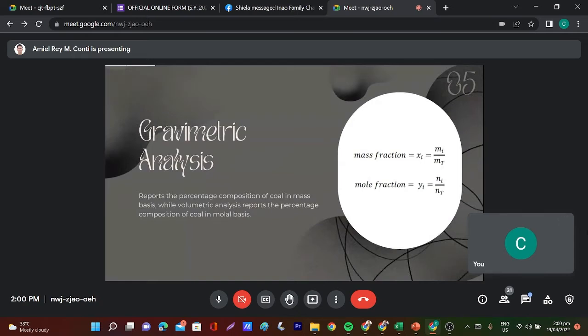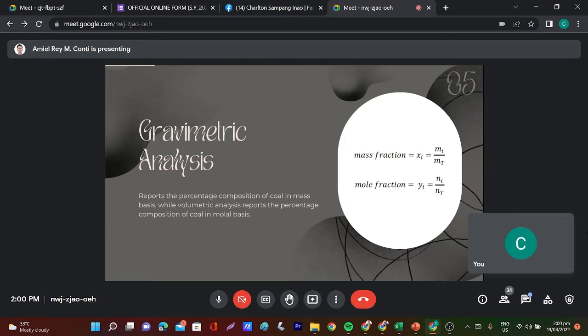These are the two types that can be done under ultimate analysis. Gravimetric analysis reports the percentage composition of coal on a mass basis. Here on the side is the formula. Gravimetric analysis focuses on the mass fraction of the different components of a fuel or coal. The formula is X sub I equals M sub I over M sub T, where X sub I is the component of the coal or fuel, M sub I is the mass of the component, and M sub T is the total mass.